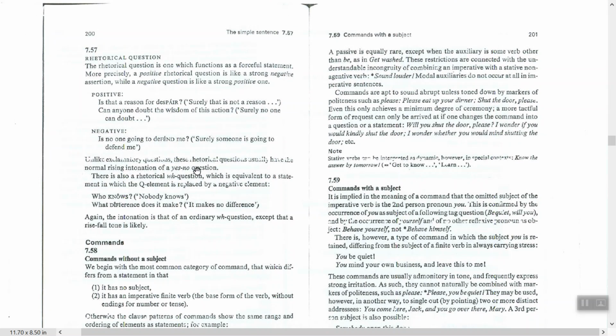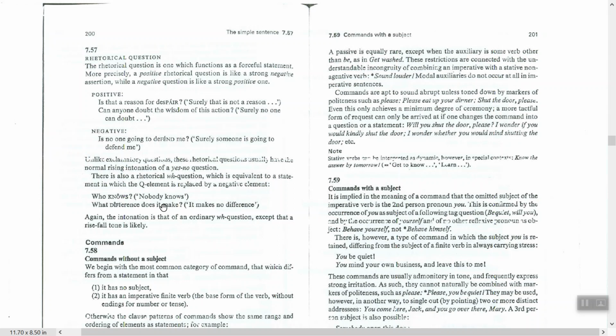Unlike exclamatory questions, these rhetorical questions usually have the normal rising intonation. Obvious, no question. We have another type of rhetorical question, which is the rhetorical WH question, which is equivalent to a statement in which the Q element is replaced by a negative element. The same. And the intonation here is rise, fall.